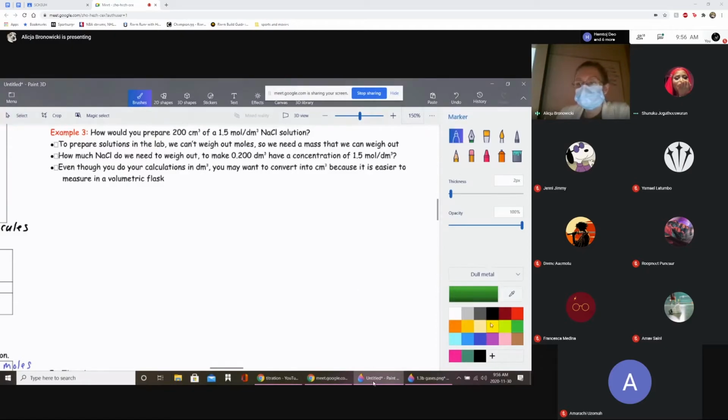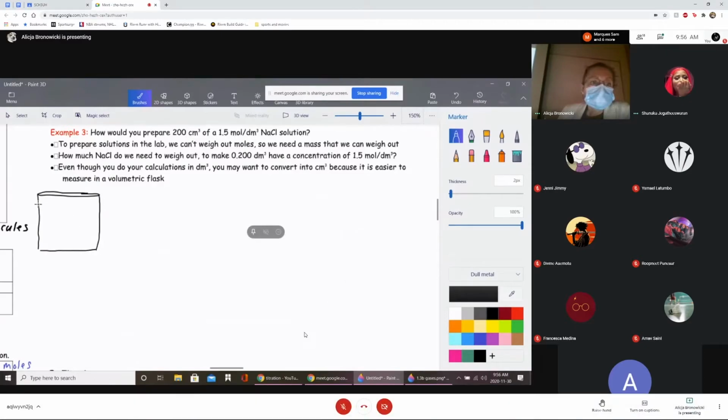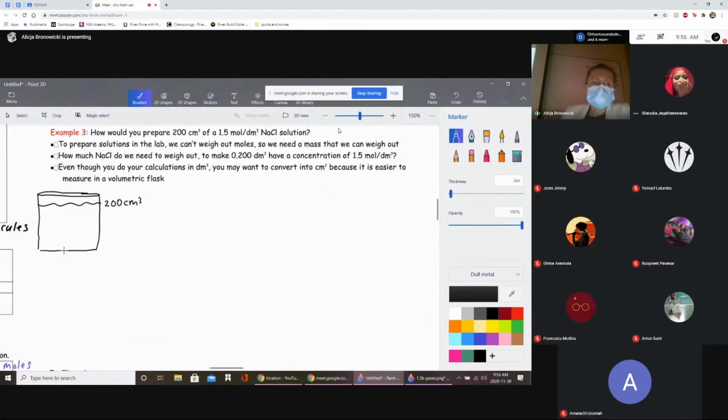Okay, so we want a solution, 200 cubic centimeters. I want that much, and I want the concentration to be 1.5 mole per liter. So what I need to do is weigh out some salt, put some salt into my beaker, and then make it up to 200 cubic centimeters. I can't weigh out moles, so I have to weigh out mass.